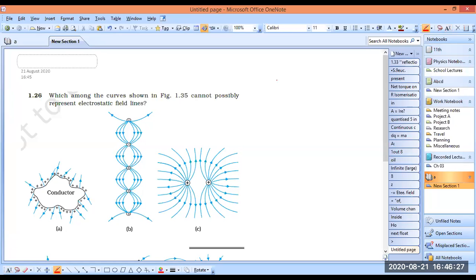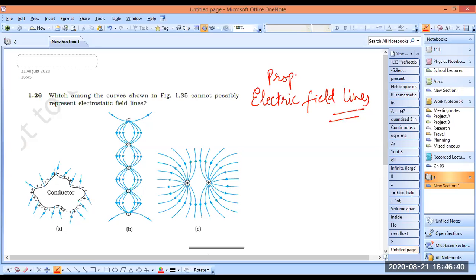Sakshi, why don't you type your question out if you have it? So we have to worry about the properties of electric field lines. All right, that's what we are going to do, the properties of electric field lines.